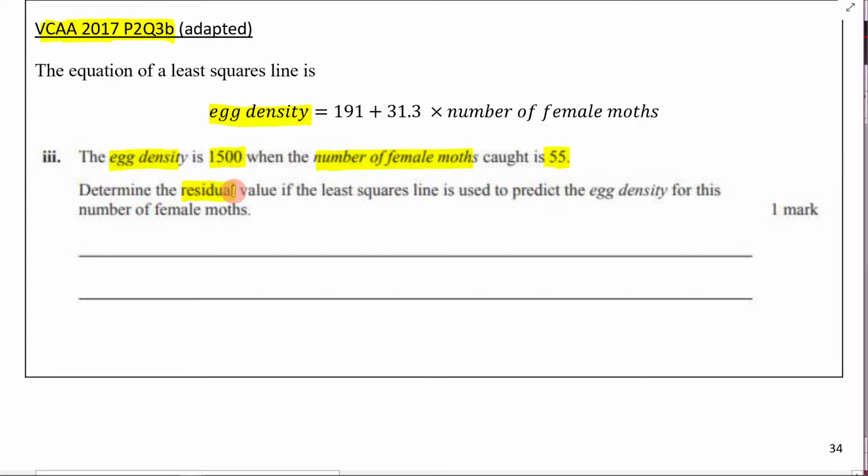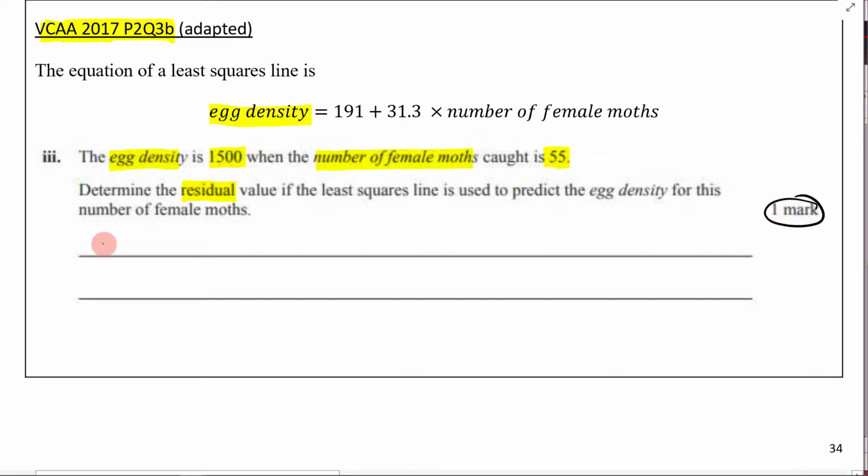Determine the residual value if the least squares line is used to predict the egg density for this number of female moths. First thing to take note of is how many marks are being allocated here. It's just 1 mark, so they just want the answer. No working required here, but I'm going to put the working in just so you can see what we're doing.